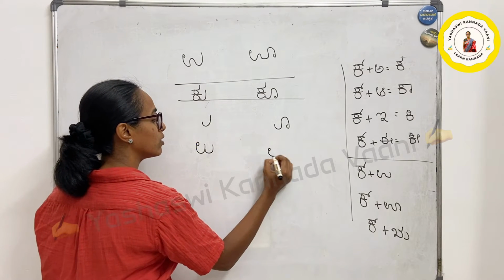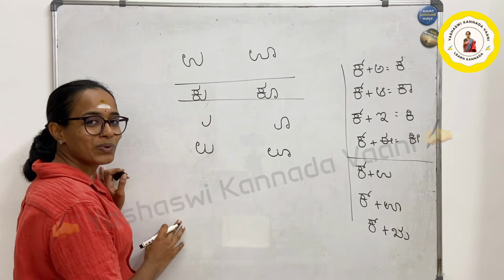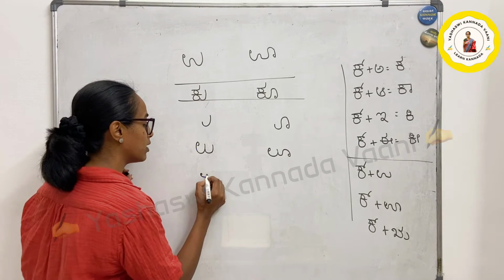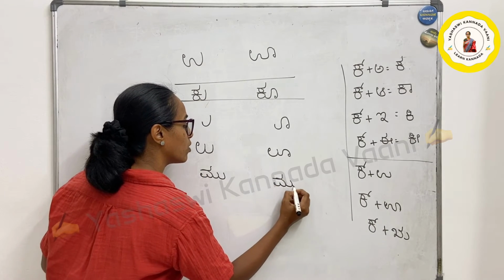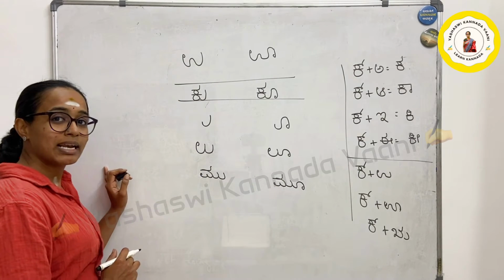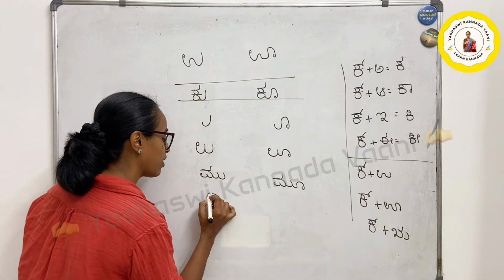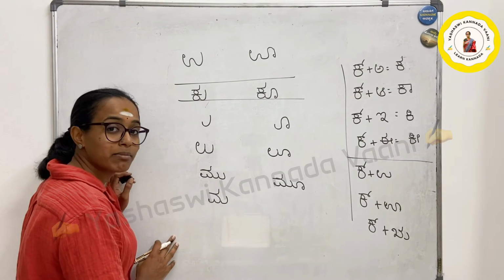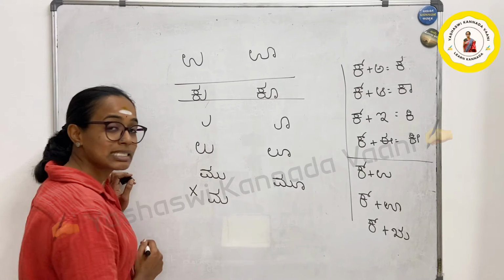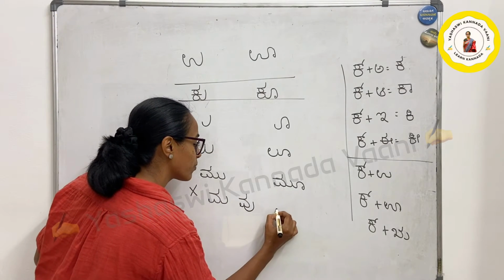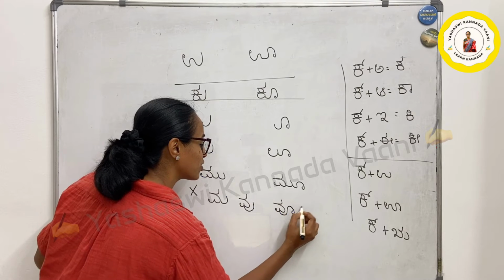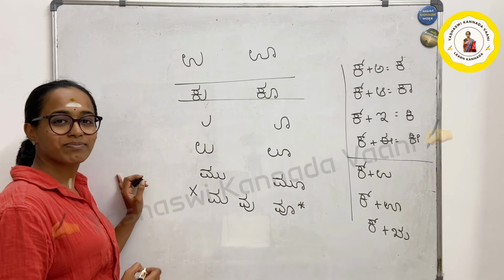Lu, lu. Let me add for ma. Mu, moo. Let me add for va. If you add it for va like this, it will become the letter ma. So you cannot do this. What do I do? I'll take it from down. Vu and voo. This is very important to remember.